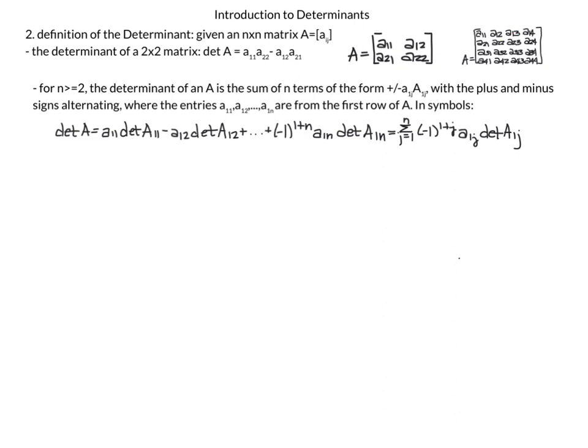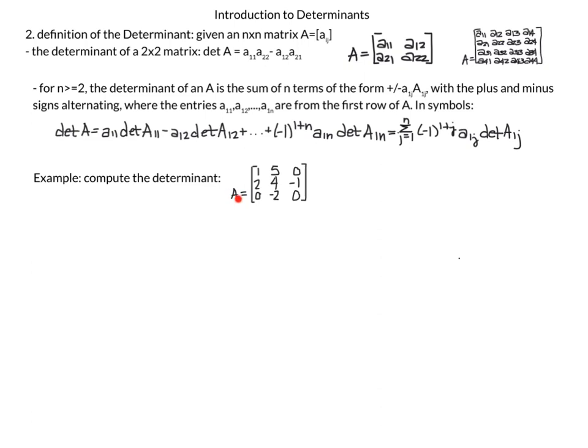So in symbols, we have the determinant of A is equal to A11 times the determinant of the matrix A11 minus A12 times the determinant of the matrix A12. And we keep alternating signs, so the nth term is (-1)^(1+n) A1n times the determinant of the matrix A1n. We will use an example to illustrate how this formula works.